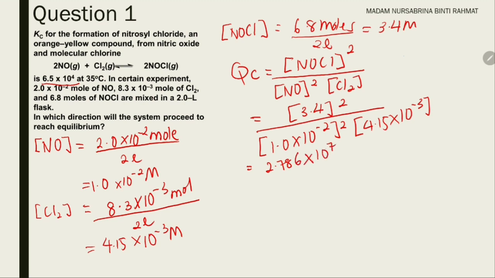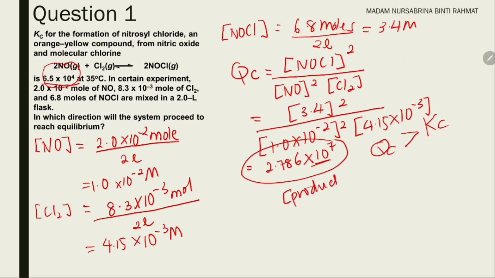I prefer if you leave out your Qc or Qp answers in scientific form. That means simplify it to get the scientific form. So your Qc is 10 to the power of 7, whereas your Kc is 10 to the power of 4. That means our Qc is greater than our Kc, meaning we have more products compared to reactants.